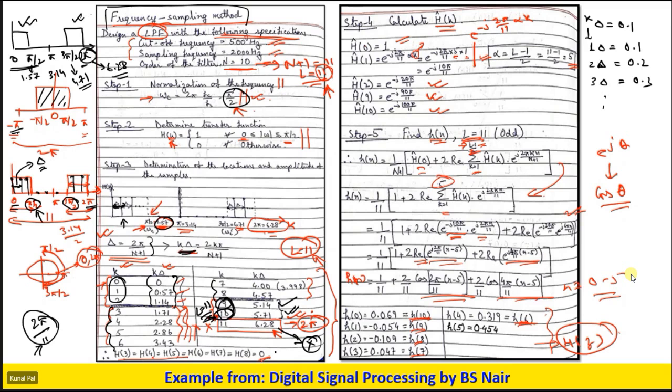So see, h of 3 is 0, h of 4 equals h of 5 equals h of 6 equals h of 7 equals h of 8. We are having a value of 0. Okay.